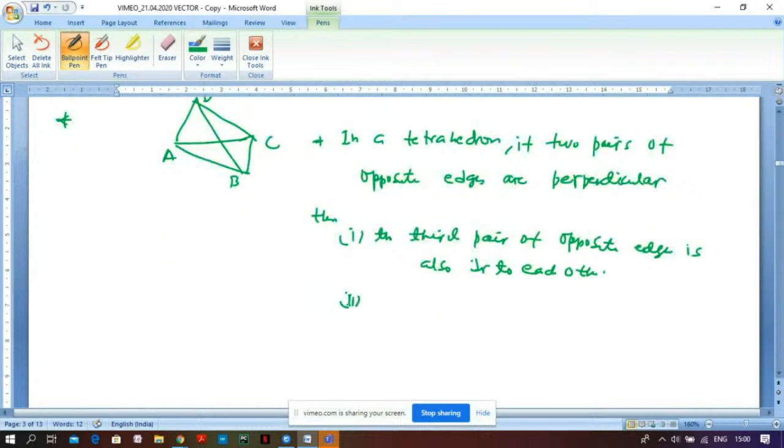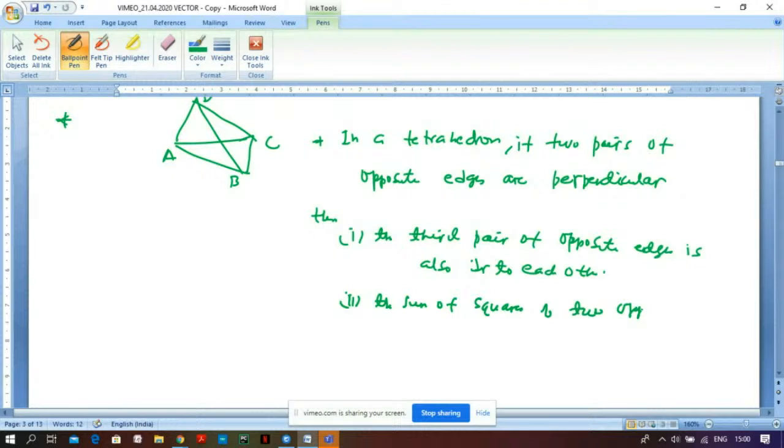And second, that the sum of squares of two opposite edges is the same for each pair.